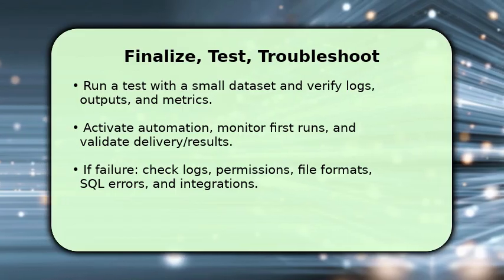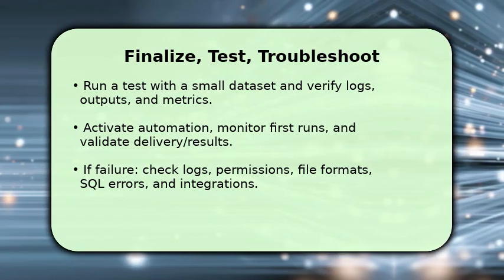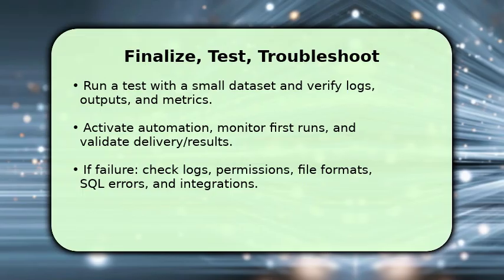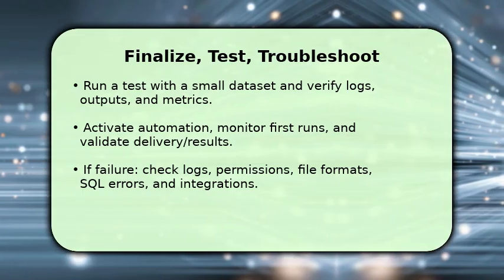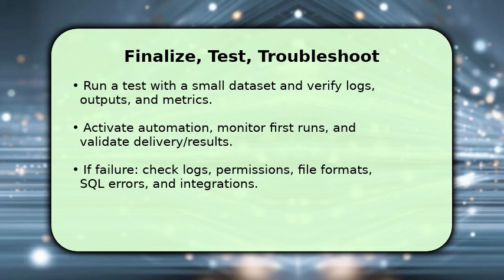If something goes wrong, check the activity logs and error codes first. Then confirm file format, field mappings, SQL syntax, and API credentials. One key troubleshooting tip: always inspect the raw error message and the preceding activity output to find the true root.